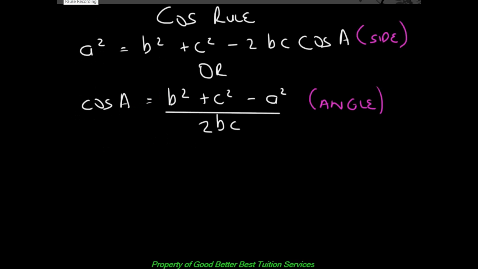Now let's have a look at the cos rule. The cos rule is a squared is equal to b squared plus c squared minus 2bc cos of a if you are looking for a side, and cos a is equal to b squared plus c squared minus a squared over 2bc if you are looking for an angle.